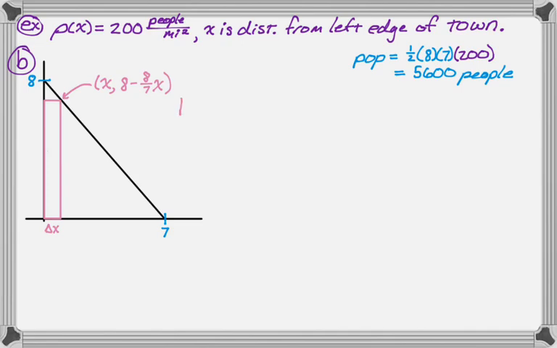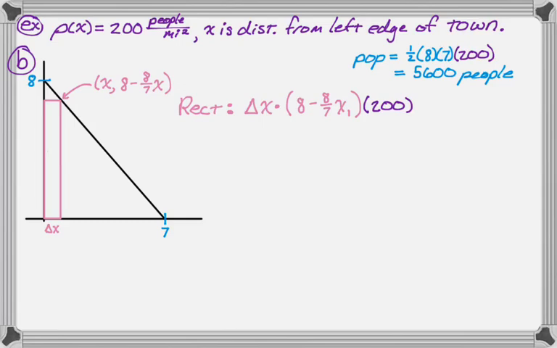So that's going to be the height, 8 minus 8/7 x. So I can find the area of this rectangle, which is just delta x times the height. So the height, I'm going to use x sub i here, so it's 8 minus 8 over 7 x sub i, or x1 I guess I should say, because it's the first rectangle, times the density, but the density is a constant, so I'm just going to plug in the 200 there. But in general, that's rho of x sub i.